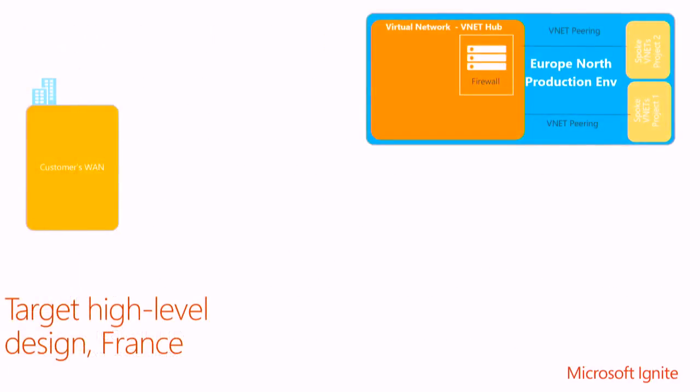So how did we do that? First, we took our Azure region, which is Europe North, created a virtual network, which is the Hub VNet, and then created spoke VNets based on the projects and connected them through VNet peering.